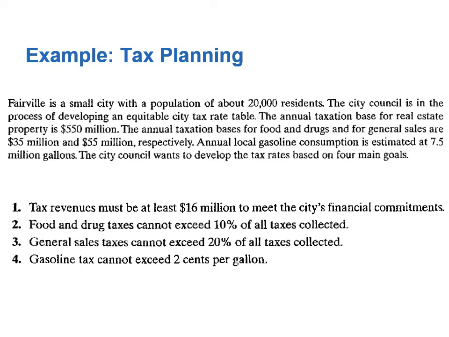It says that food and drug taxes cannot exceed 10% of all the taxes collected. So for food and drugs, we will take a percentage as a tax, and that total amount of tax that we collect from this cannot exceed 10% of the whole taxes that we collected. Similarly, general sales taxes cannot exceed 20% of all taxes collected, and gasoline tax cannot exceed 2 cents per gallon. So these are the requirements.